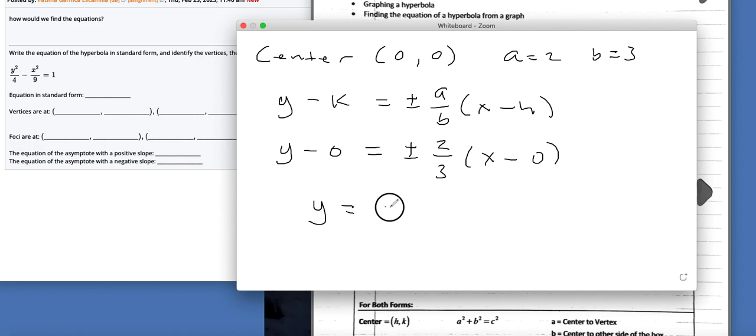You get y equals plus or minus 2/3 x. So y equals positive 2/3 x would be the equation with your positive slope, and then y equals minus 2/3 x would be the negative one.